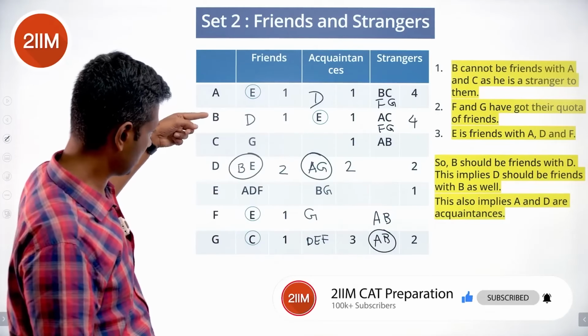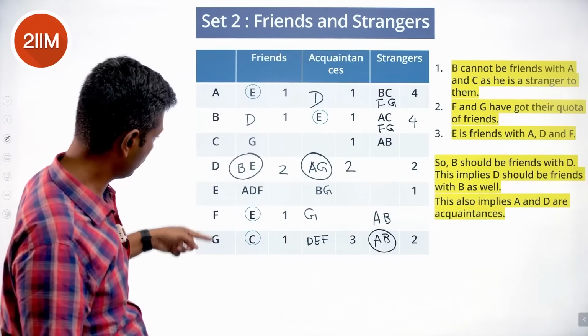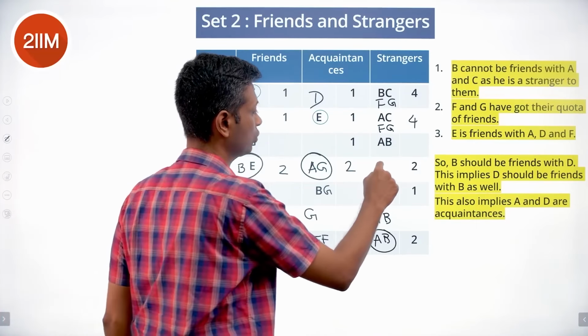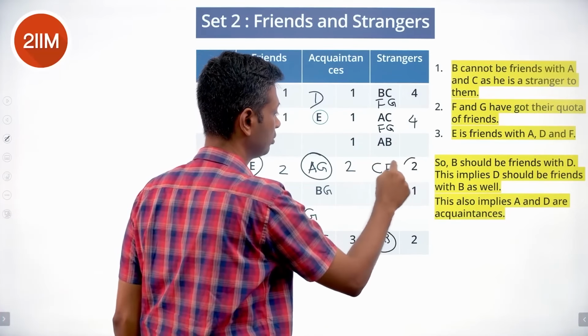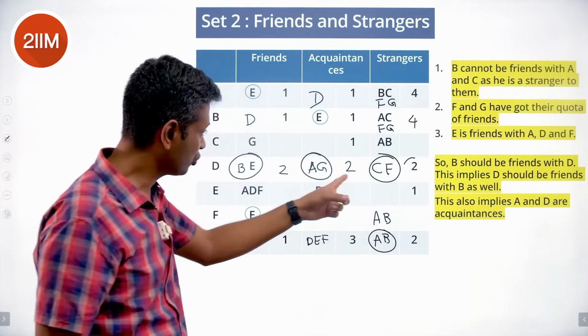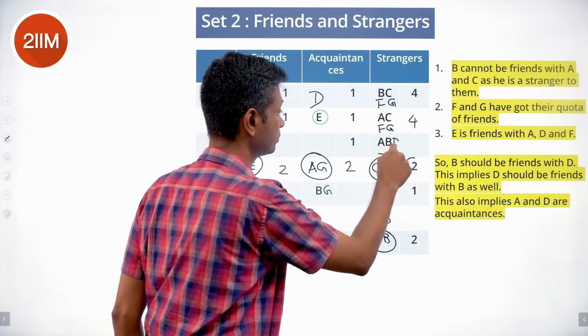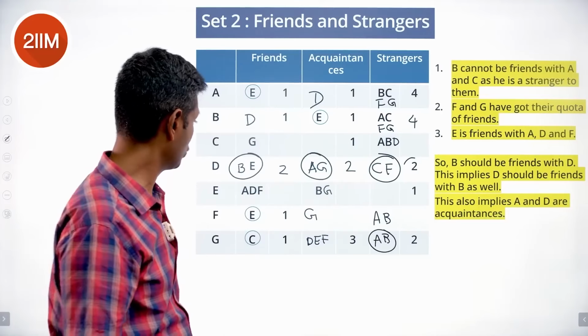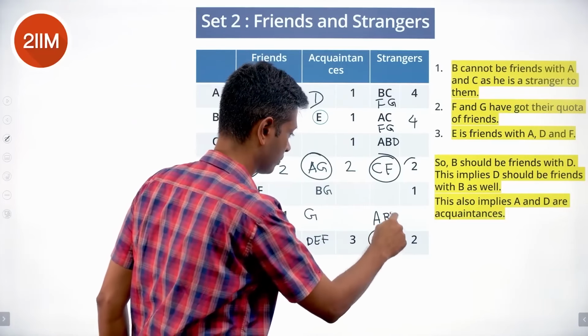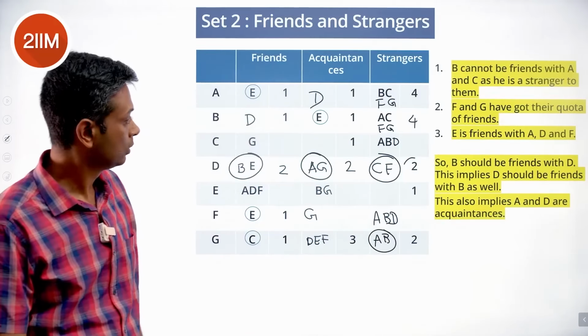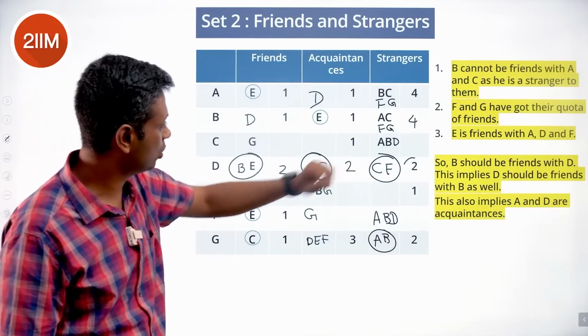A, B are accounted for. E, G are accounted for. C and F remain. So put C, F here. This 2 is also accounted for. I've put C and F here. So in C I should put D. In F again I should put D. Lovely. So A, B, D go there.